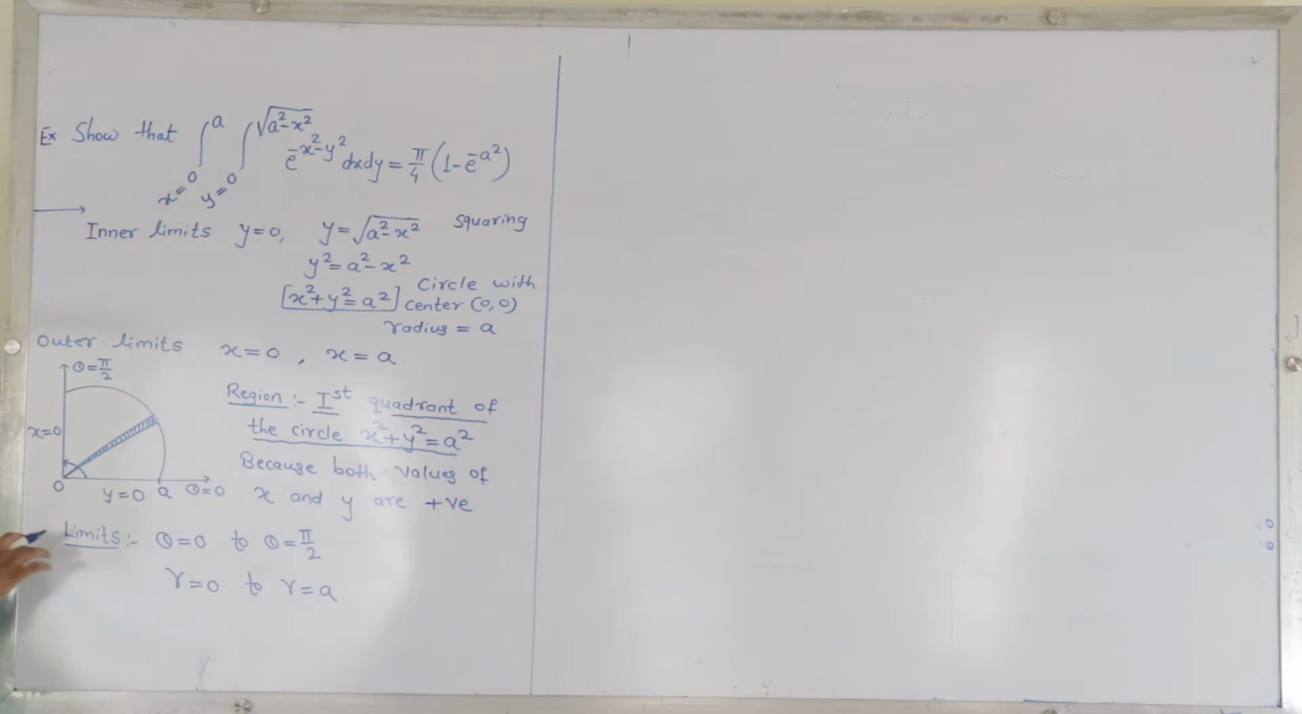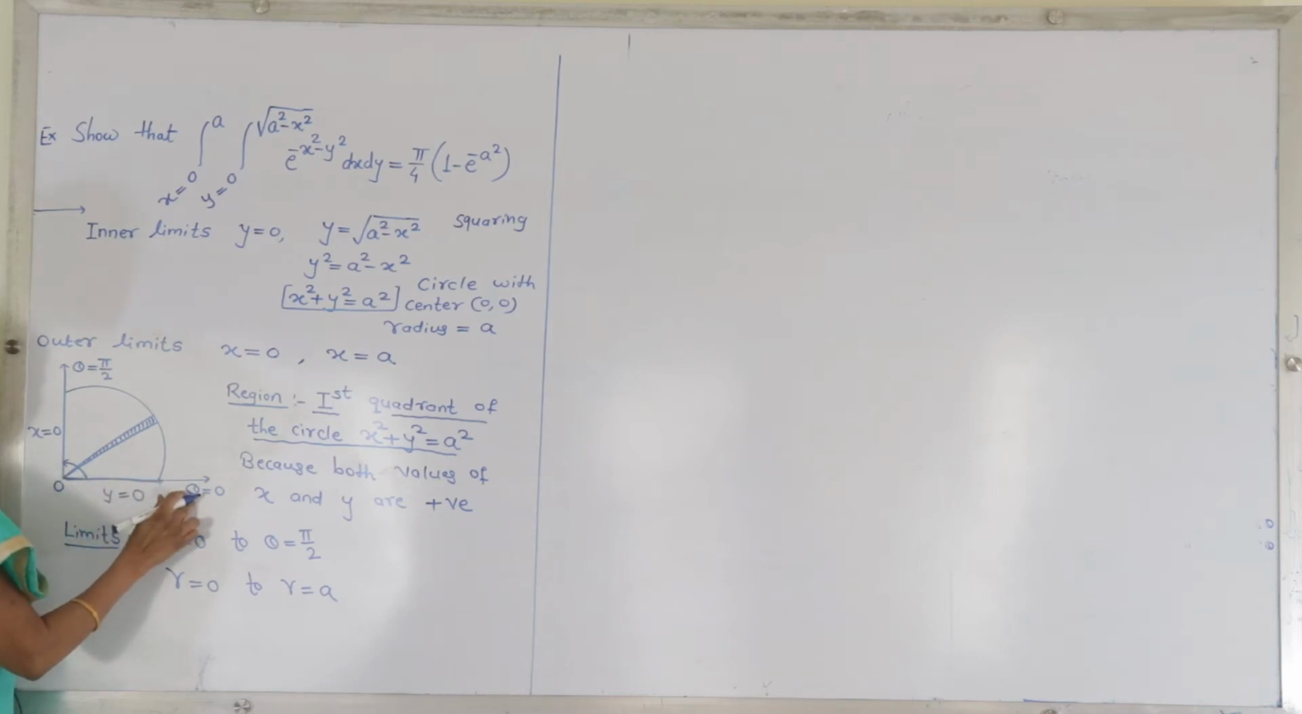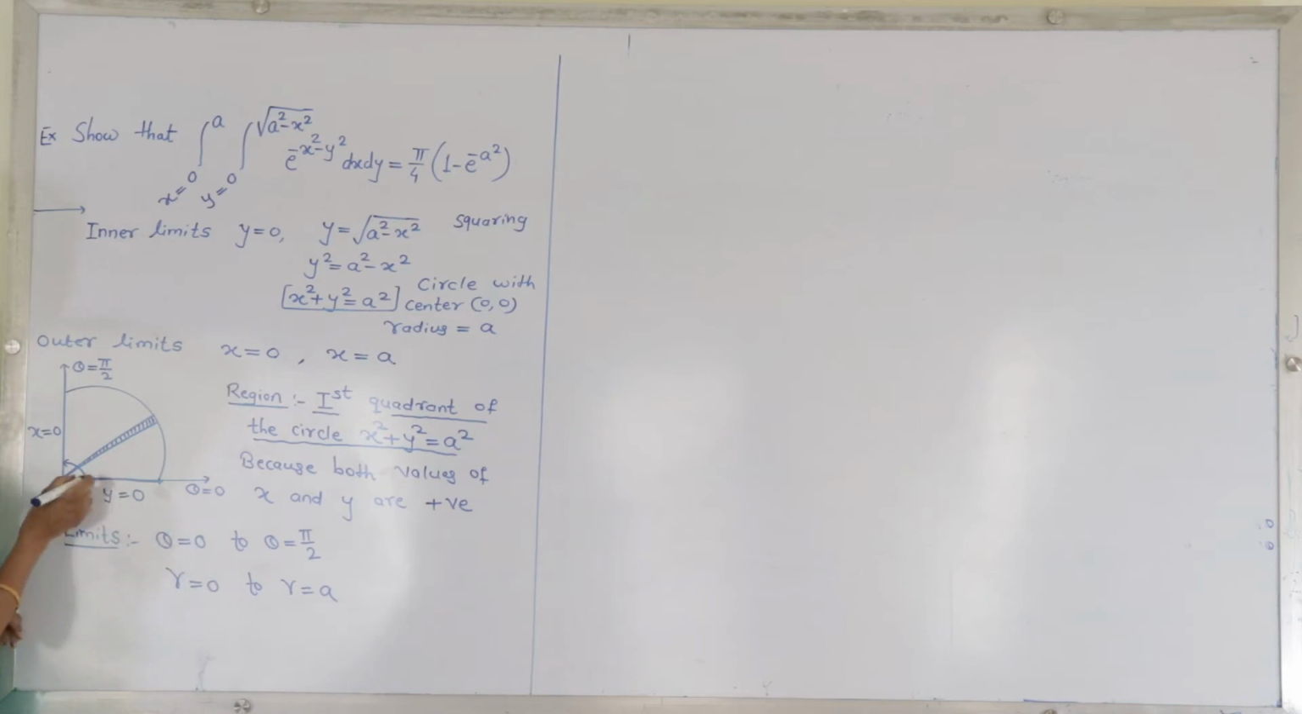Now in polar form, limits of theta is equal to rotation of the strip. We'll start from this line. That line is theta is equal to 0, and we have to cover this whole region, that will end with line theta is equal to pi by 2. Limits of theta from 0 to pi by 2.